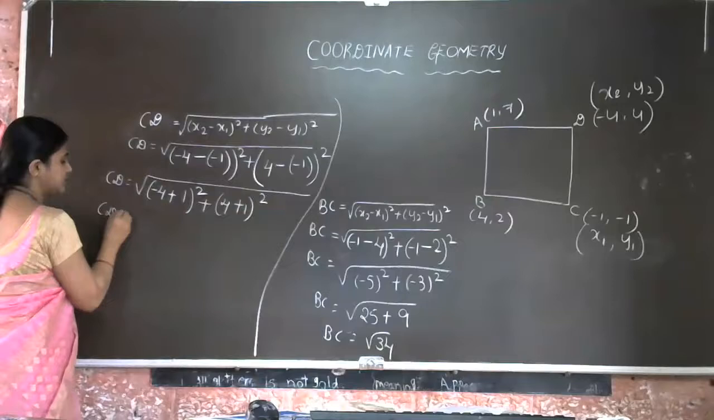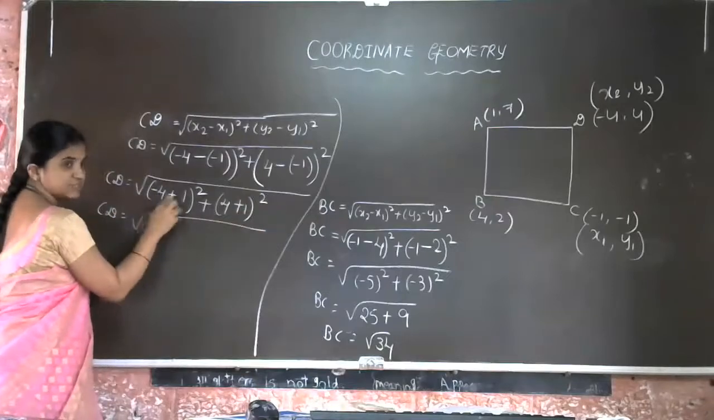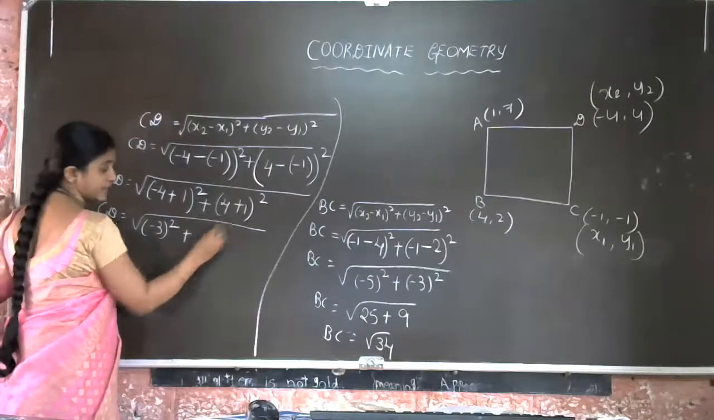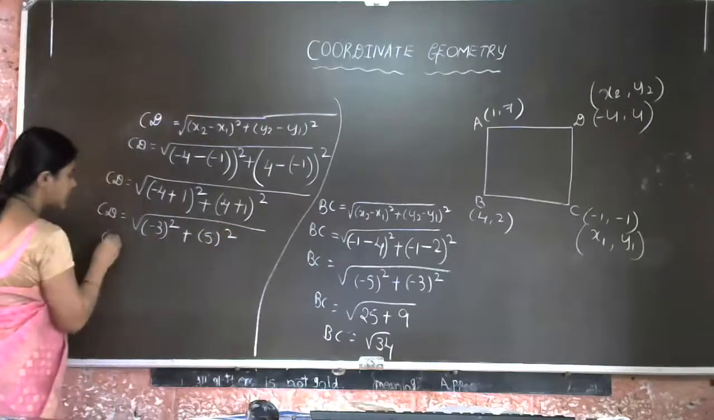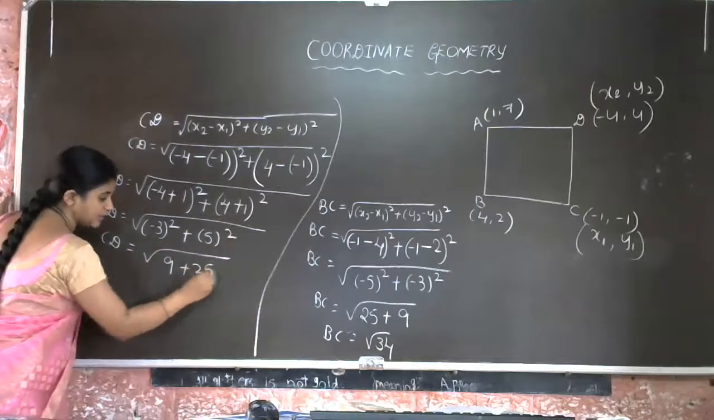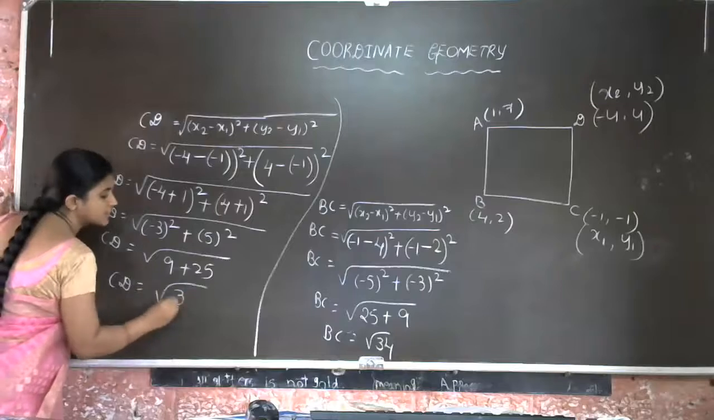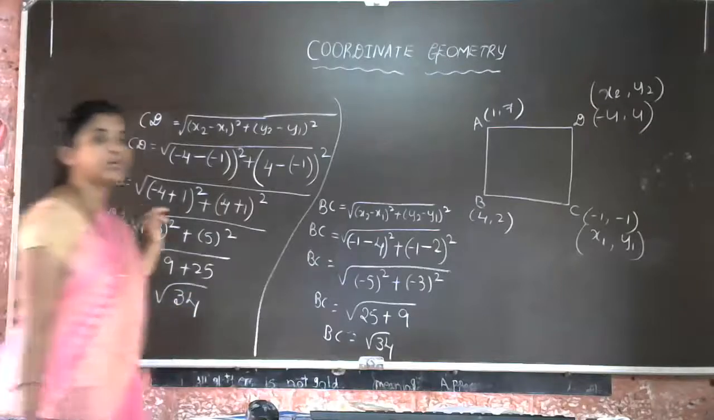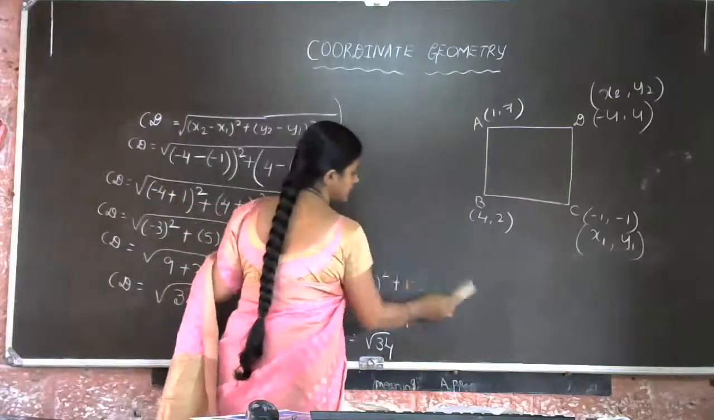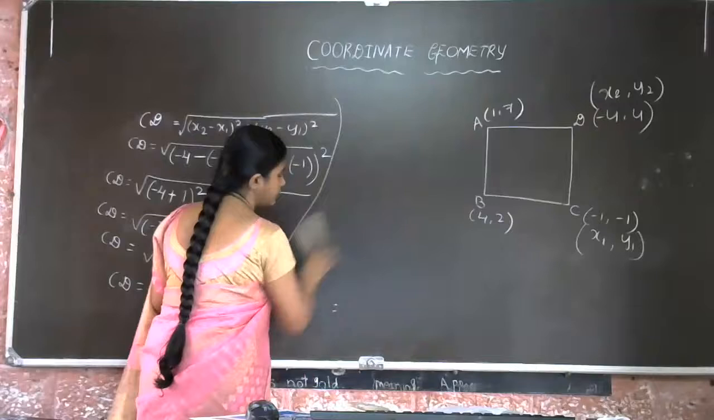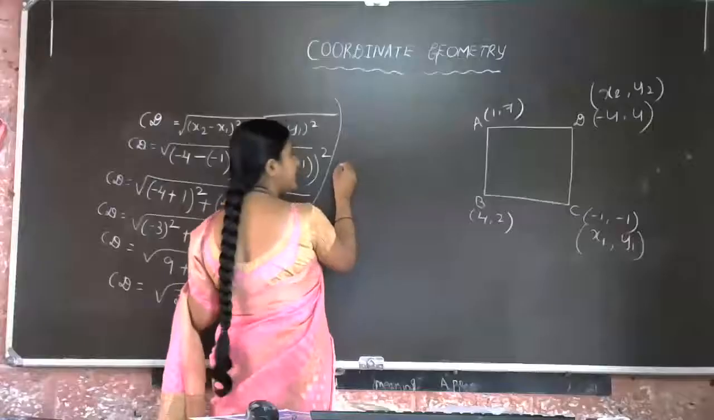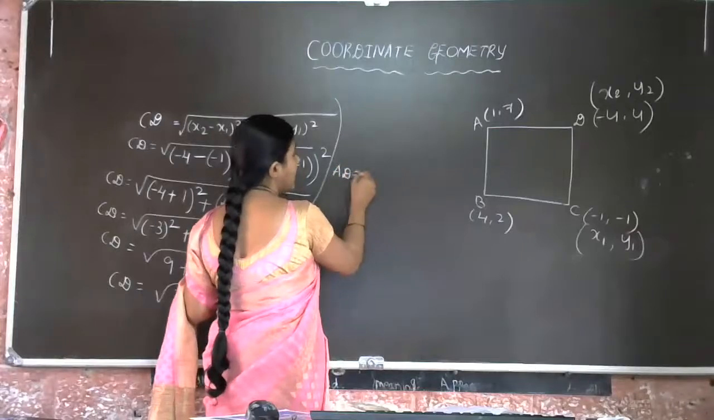Yes. Next CD is equal to square root of minus 4 plus 1, that is minus 3, whole square, plus 4 plus 1, that is 5, whole square. So CD is equal to minus 3 square is 9 plus 25. CD also we got the result as square root of 34. Got the idea now? Now I'll erase this one. All the three sides we got root 34. We have to check one more, that is DA or AD, whatever you can take, DA or AD.